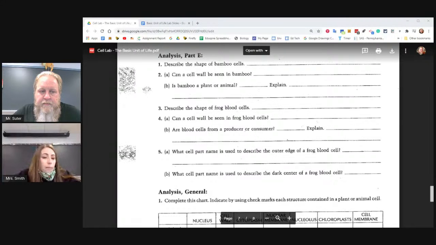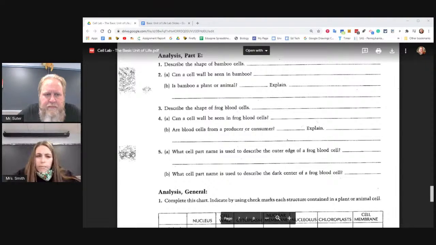The shape of frog blood cells, again, circular, but technically more spherical, or kind of an oval, 3-dimensional oval shape. Can a cell wall be seen in frog blood cells? So many times students say, yeah, I can see the cell wall.